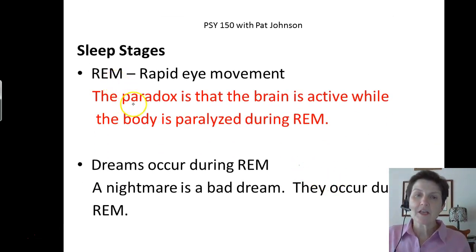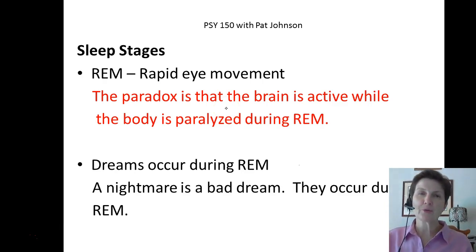So, sleep stages. Let's talk about REM a little bit. Again, that's rapid eye movement, and what we see is the eyes darting back and forth behind the eyelids. And the cool thing, the paradox, is that the brain is really active while the body is paralyzed during REM. So again, REM sleep is dream sleep.